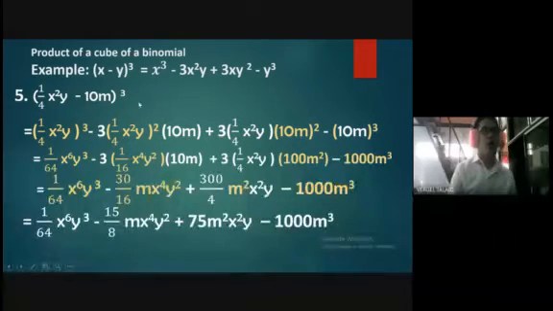Okay, suppose we have here the cube of 1/4 x squared y minus 10m. So our x here is 1/4 x squared y, and our y is 10m. We are using this formula, x cubed minus 3x squared y plus 3x y squared minus y cubed, because we have here a difference between the two terms. So getting the cube of 1/4 x squared y.